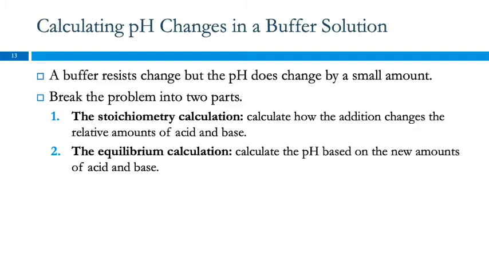So how do we calculate pH changes in a buffer solution? The buffer resists change in pH, but it does change a little bit. It's not a miracle worker. So to do these problems, we need to break it into 2 parts. The first part is a stoichiometry calculation, looking at how much the addition changes the relative amounts of acid and base. And then after we do that, we do an equilibrium calculation. And that's what we've become familiar with from chapter 17.